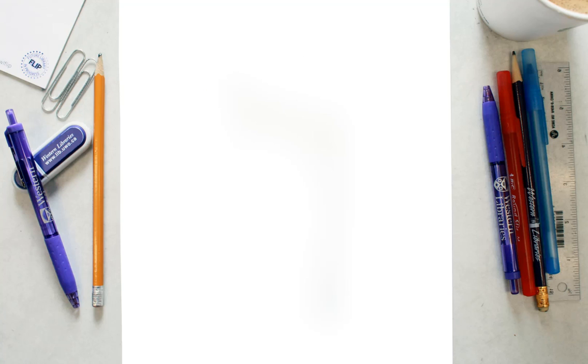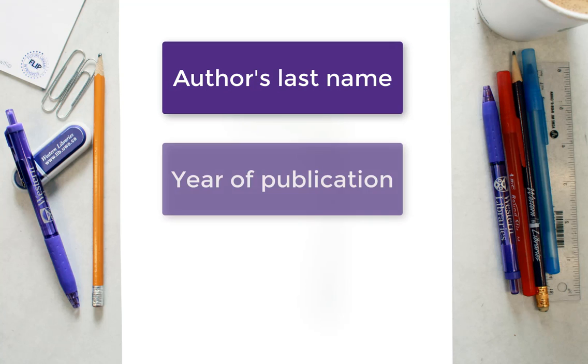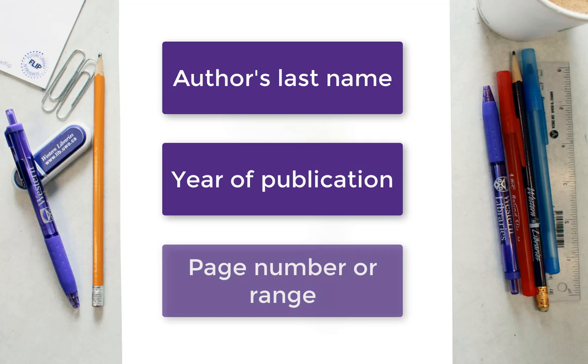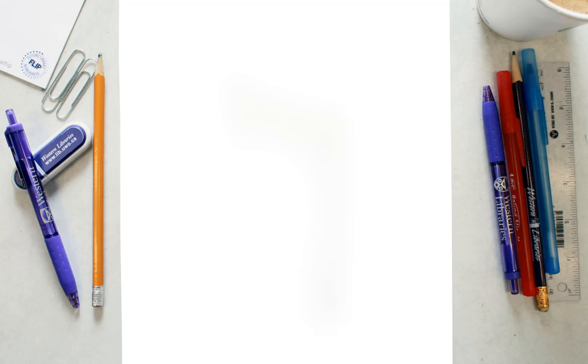Whenever you refer to someone else's ideas or work, you need to cite it. The information you will need for an in-text citation is the author's last name, the year of publication, and the page number or page range of quotation. For a single author, the general format would be, or if what you're citing spans multiple pages, you use 2 P's followed by the pages. So your entry may look like this.